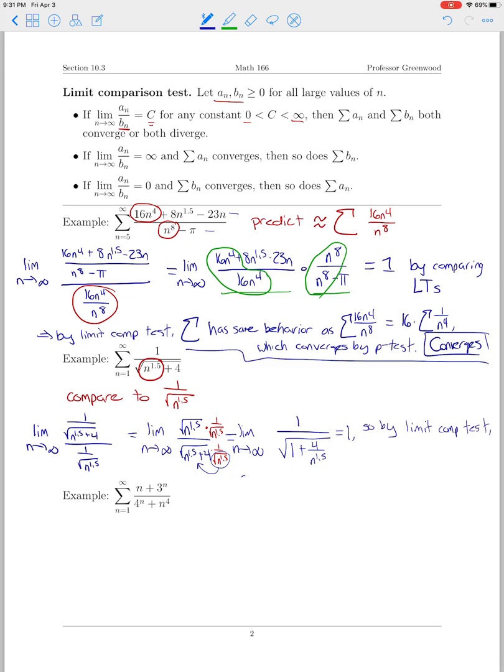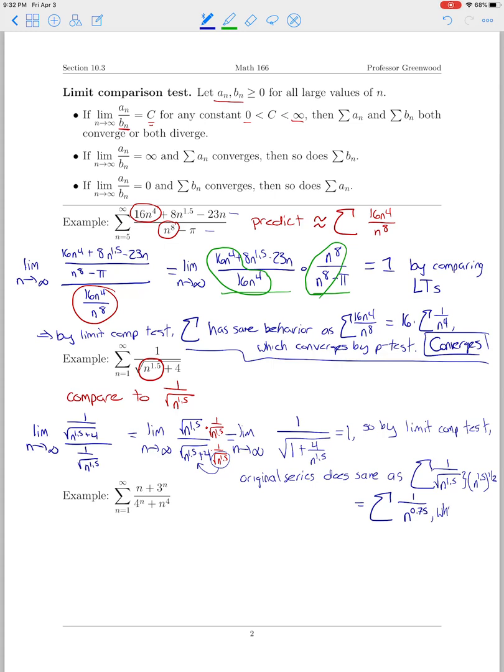the original series does the same as this new series that I compared it to, which is 1 over the square root of n to the 1.5. And so now, in order to figure out what this does, I'm going to want to rewrite this so that it looks a little nicer. This is really an n to the 1.5 raised to the 1/2. And so in other words, I can rewrite this as the sum of 1 over n to the 1.5 divided by 2, or in other words, 0.75.